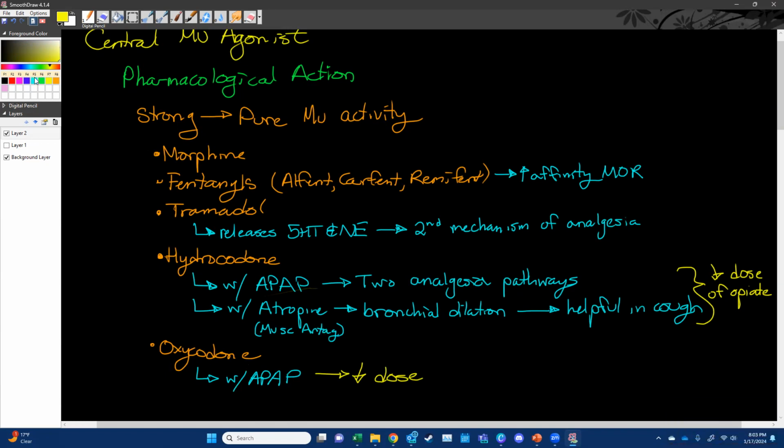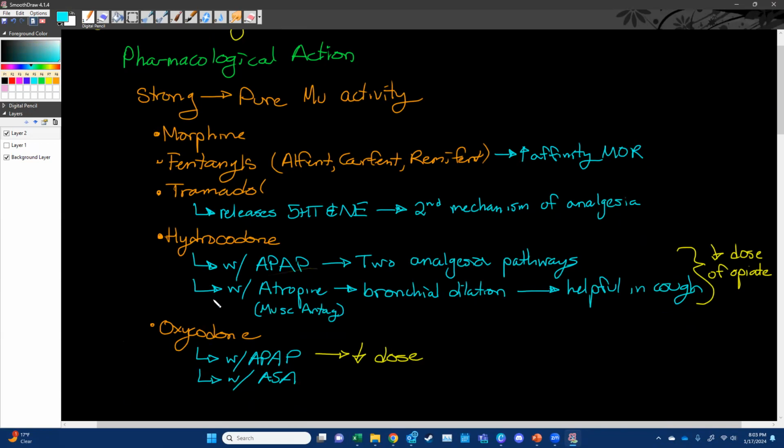less opiate in a dose. It also comes in an aspirin formulation. Acetaminophen is Percocet, aspirin is Percodan. I've only ever seen Percodan once, and that's because someone was allergic to acetaminophen and ibuprofen. Maybe they had liver failure, and that's why they couldn't do it. Can't remember.